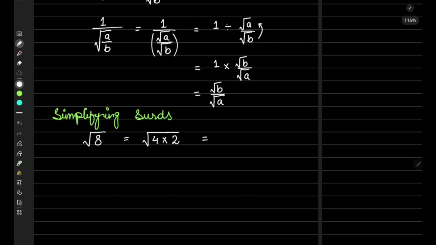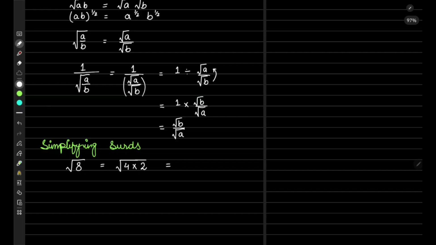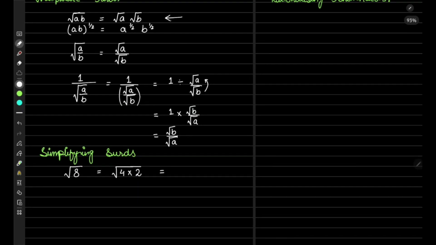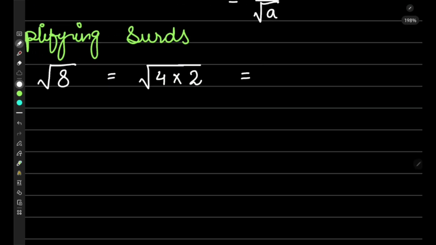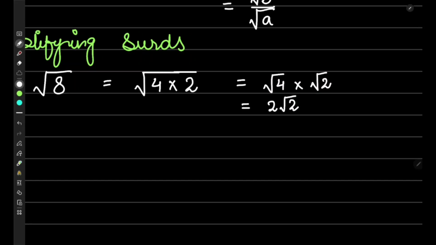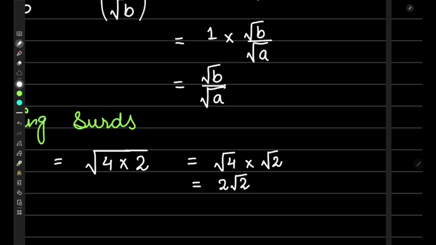Then by using the manipulating technique, you can distribute the square root on both numbers. You can write it as square root of 4 times square root of 2, and we know the square root of 4 is 2, so we'll write it as 2 times square root 2.